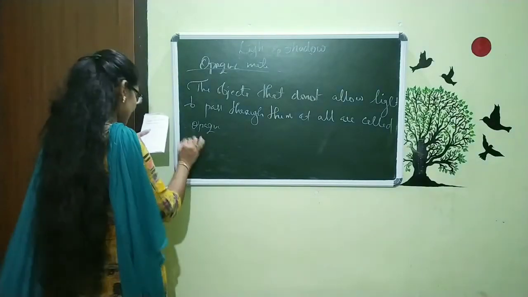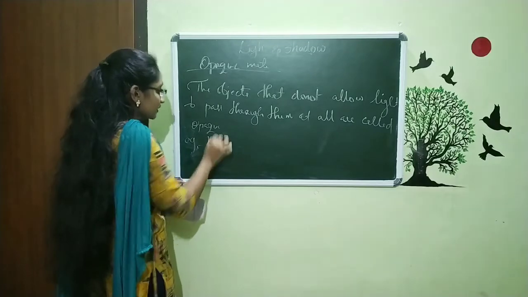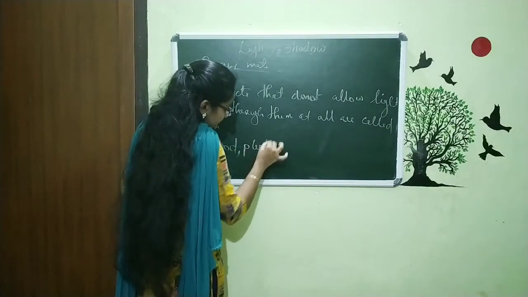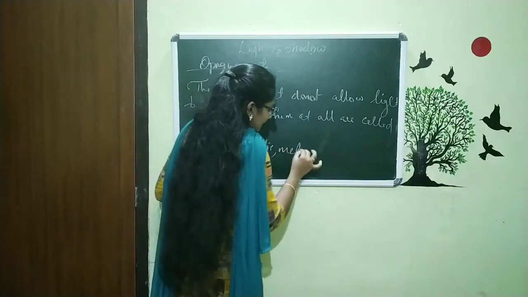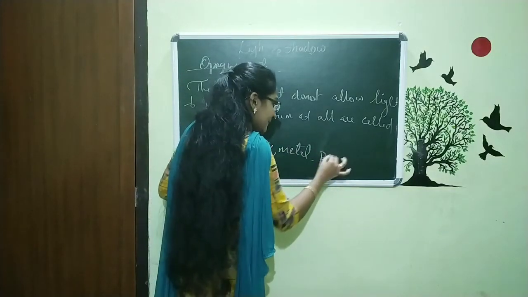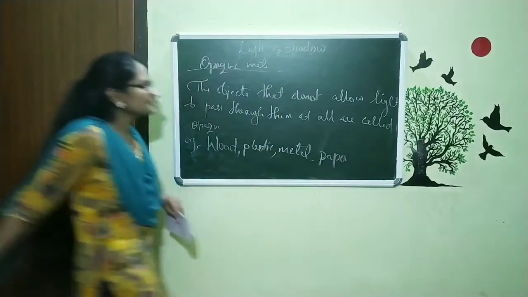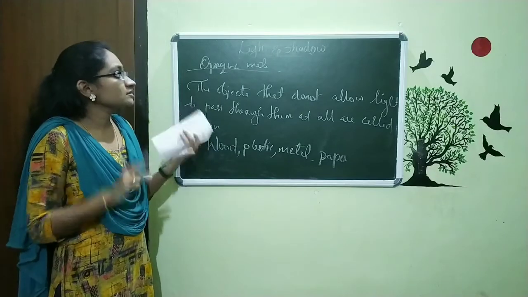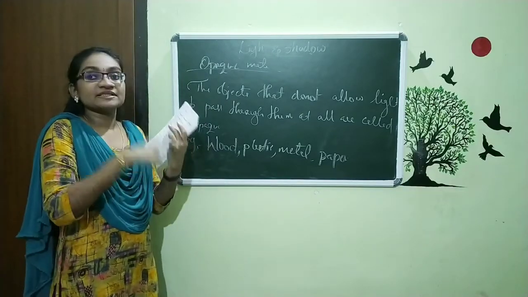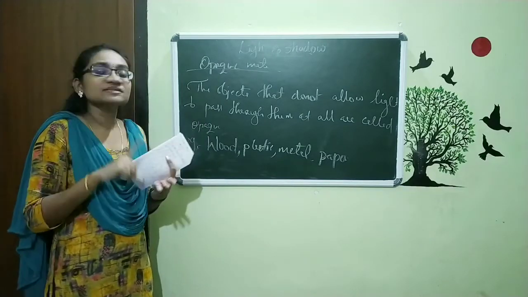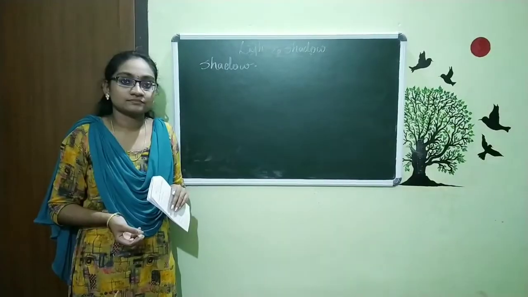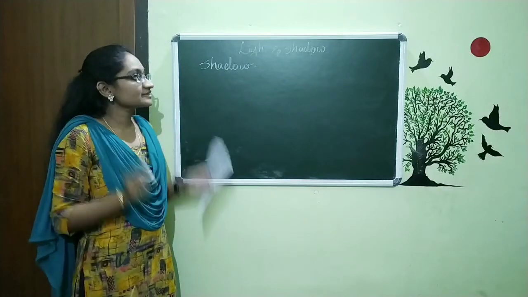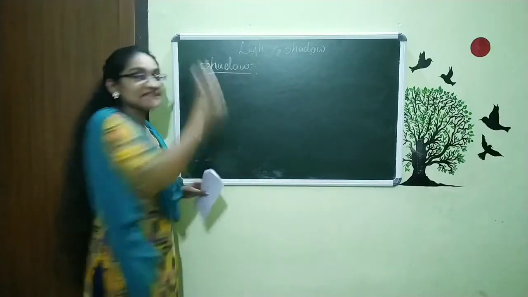And which are the examples? Examples are these: wood, plastic, metal, paper, etc. These are the examples for opaque materials. So today we discussed about transparent material, translucent material and opaque material. So our classification is over. Now we are moving to the next topic, and that is shadow.